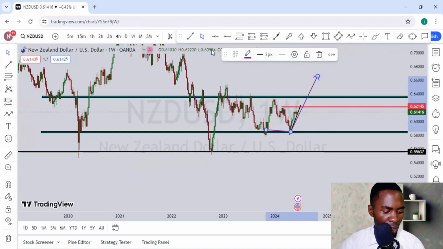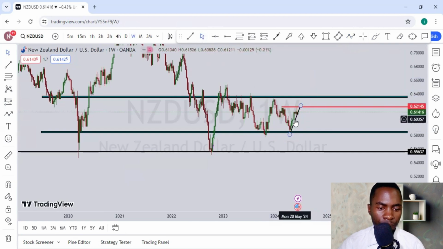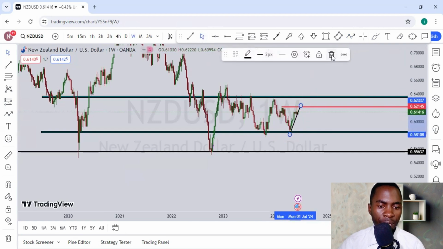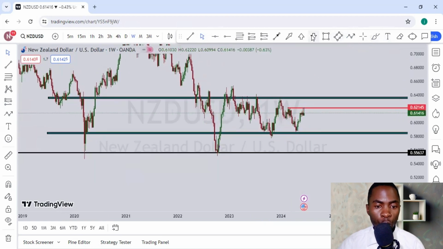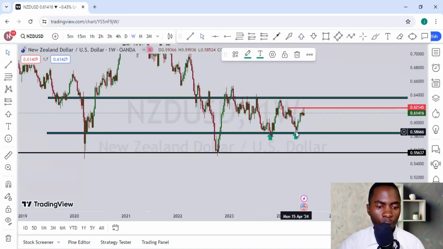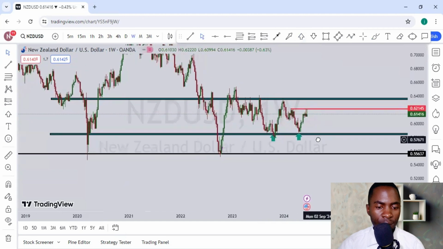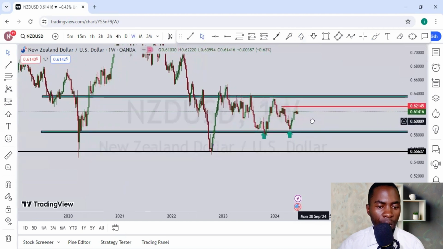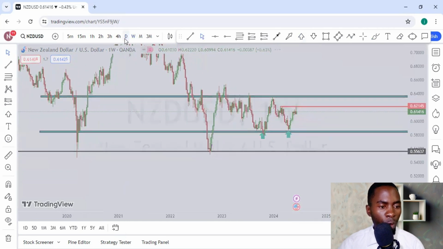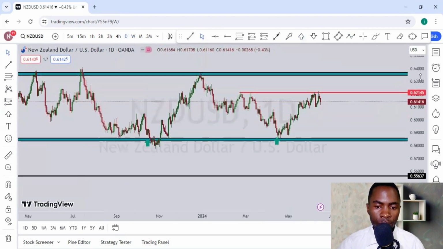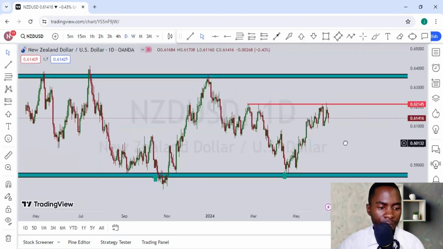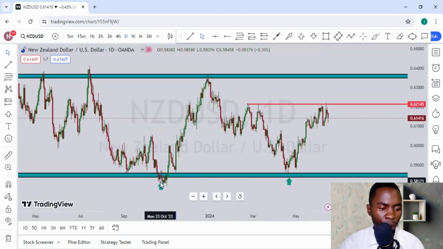Now, let's go back to the daily. On weekly level already, you know that we have a double bottom. You can see we also have a double bottom on weekly level. So now on a daily time frame, we can see we have a first bottom here and another bottom here.